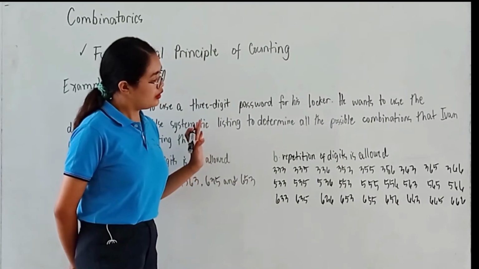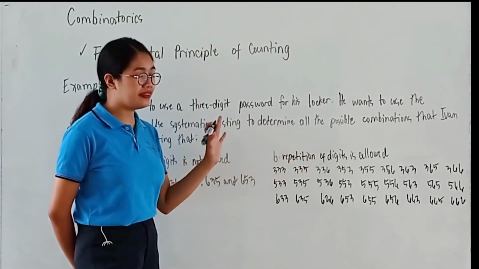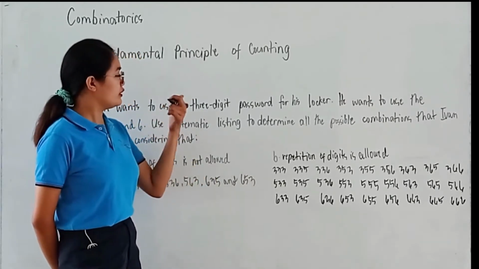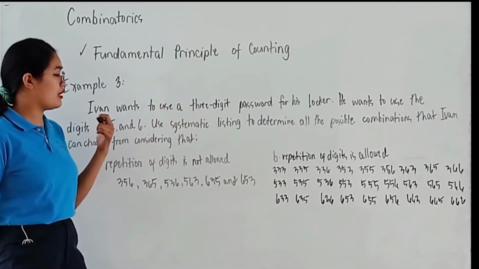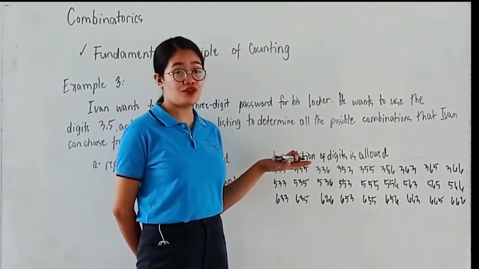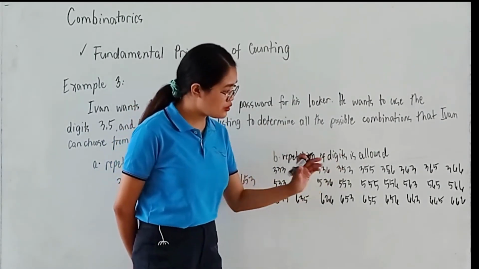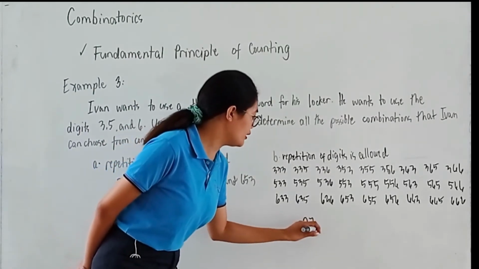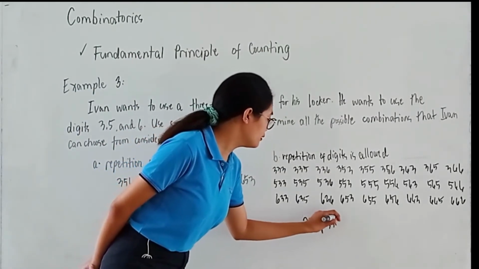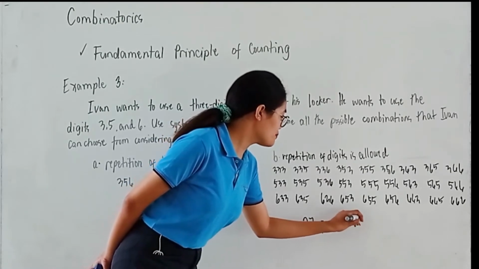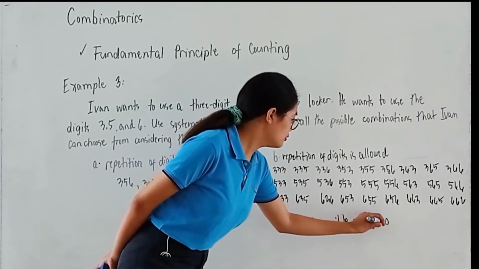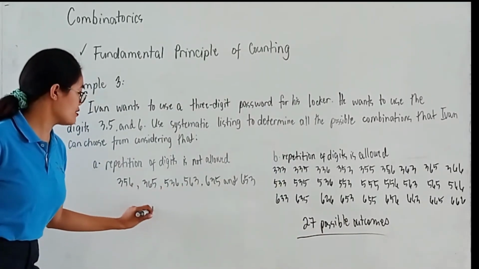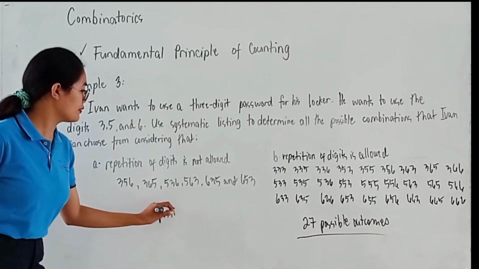Now, with systematic listing, we have listed all the possible outcomes for combinations of 3-digit passwords having 3, 5, and 6, where repetition of digits is allowed. With this, we have shown that there is a total of 27 possible outcomes. And for the first condition, we have a total of 6 possible outcomes.